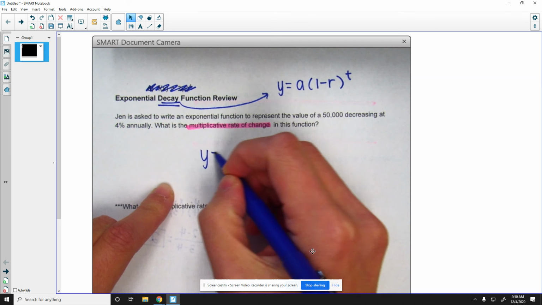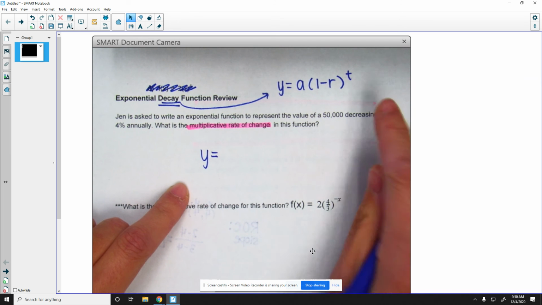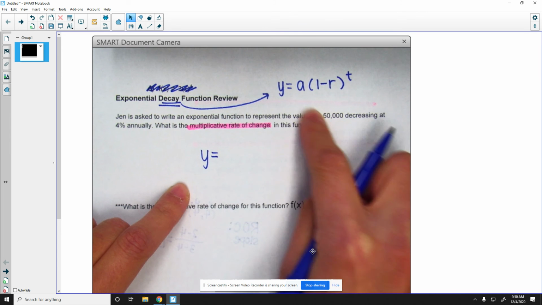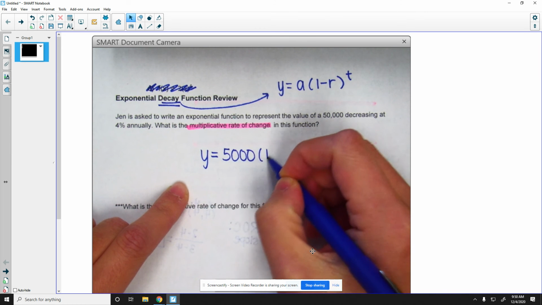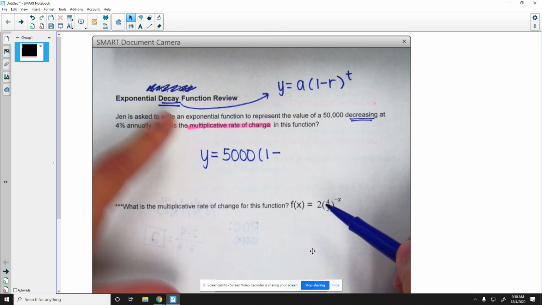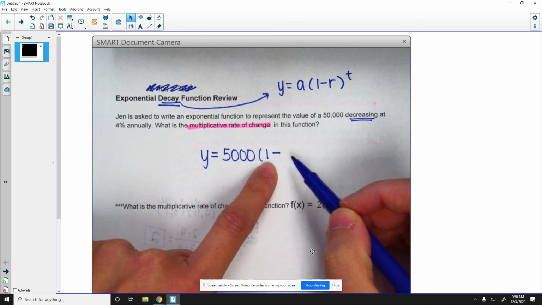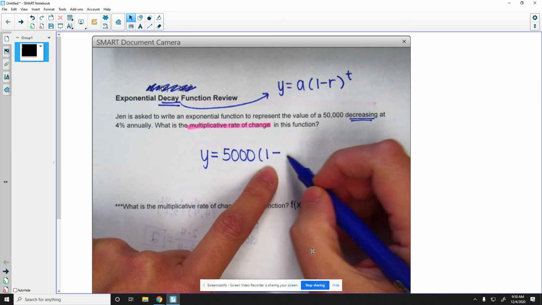Okay, so I have y equals, what is A? 50,000, right? A is always your y-intercept, what you start off with. So you start off with 50,000. It's 1 minus, I know it's minus because it says decreasing, and plus this quiz is all about decay. So 99% of the time it's going to be minus. So 1 minus r, so what is r?